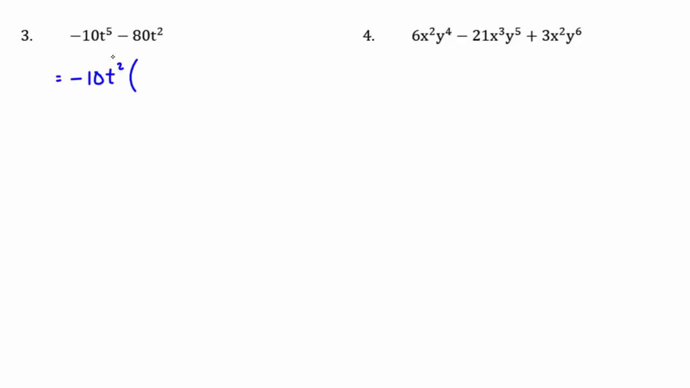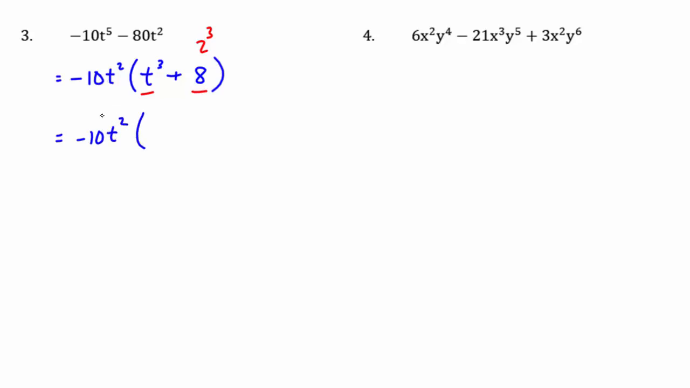So negative 10t squared goes into negative 10t to the fifth, t to the third time. And negative divided by negative is a positive, so it would be plus 8. 10 goes into 80, 8 times, and t squared will come out as such. Now, is this factored all the way? t cubed plus 8. Oh, wait, 8 is 2 cubed, isn't it? So therefore, we'll have a sum of cubes here. So we can use the sum of cubes tool in order to factor this further.